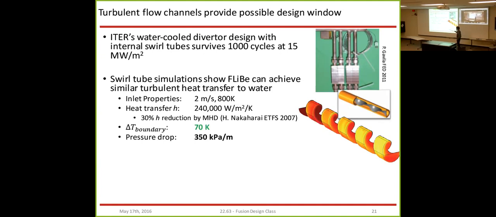But using this reduced value of H, we get a temperature jump from the bulk to boundary of 70 Kelvin, which is pretty good. And finally, a pressure drop of 350 kilopascals per meter.